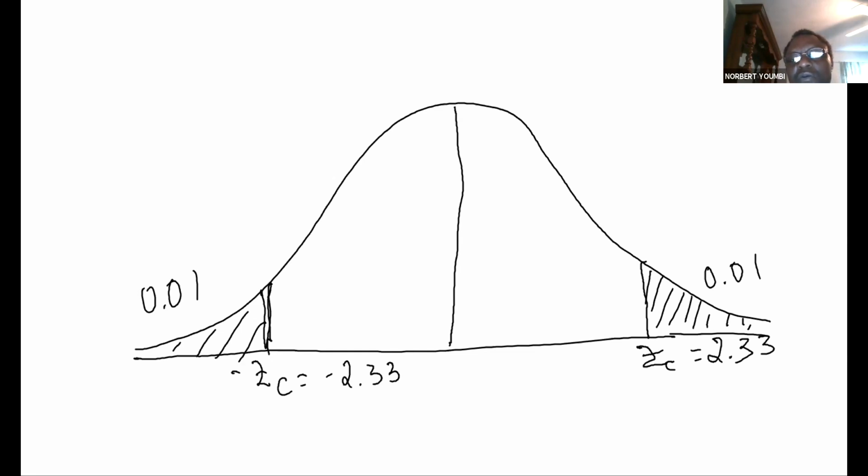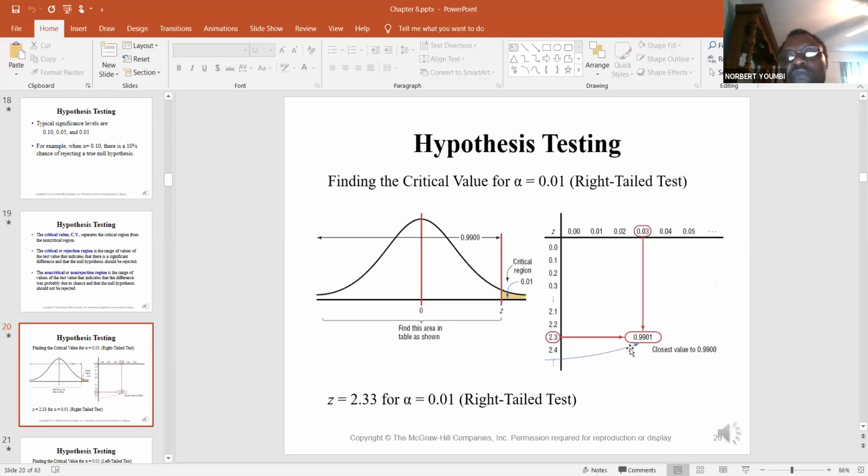So this is how you read the table. You look for 0.01 for a right tail test. You subtract it from 1 and you get 0.99. And you look at the probability in this area that corresponds to 0.99 because it's a right tail test.